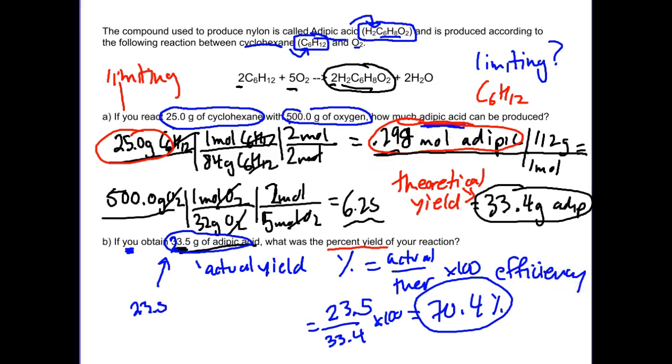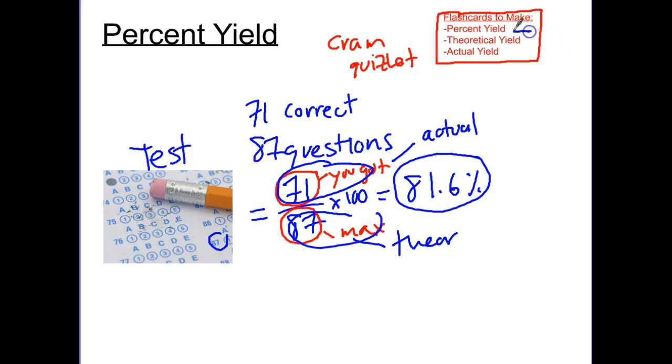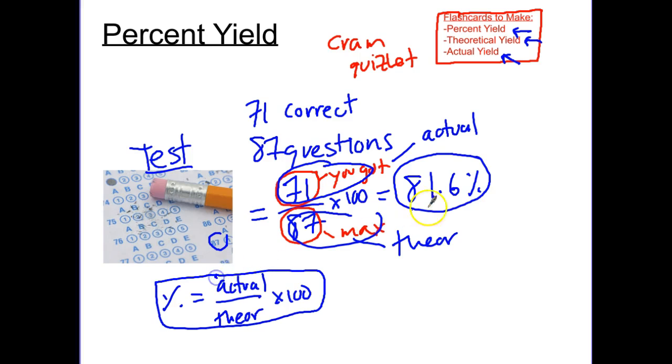Cool. So again, things to walk away with. You need to know these three vocabulary words. Percent yield, that's essentially your efficiency. The theoretical is the maximum amount of compound you can make from the limiting reactants. And the actual yield is the amount of material you actually got. The formula you need to know for calculating percent yield is pretty straightforward. Just think of it conceptually like a test. Your percent, it's how much you actually got over the maximum you could have gotten times 100. Otherwise, we just got to get some practice together.